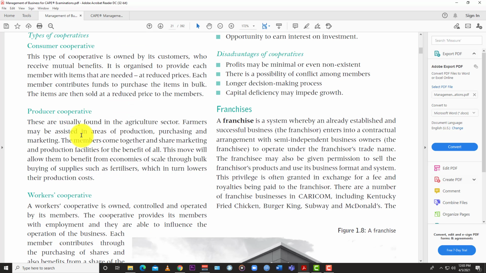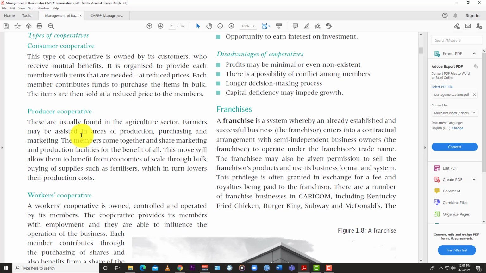Then you have the producer cooperative. Now this is very popular in agriculture, right? A lot of persons own small farms, but if 100 small farms come together as one and produce goods as one, sell them as one, market them as one, and buy the supplies, the fertilizer, the seed as one, again in bulk, it's going to be cheaper. And so that's what the producer cooperative is all about.